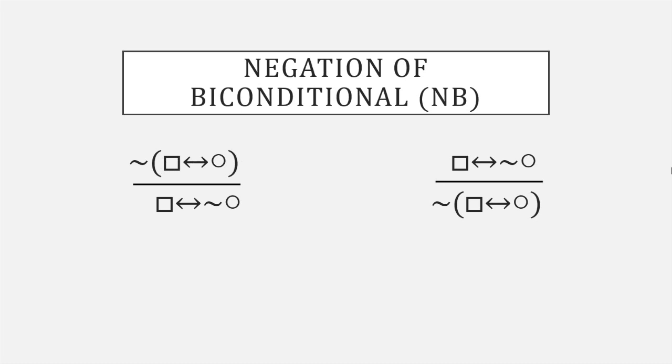So if you have, it's not the case, so negated, square biconditional circle, you can get square biconditional not circle. And of course, the reverse.